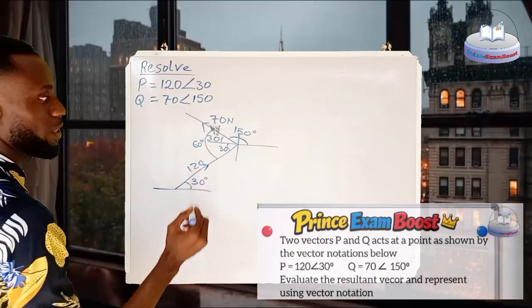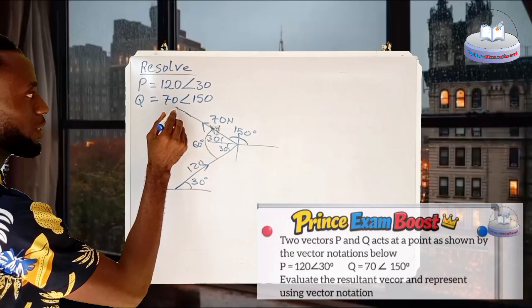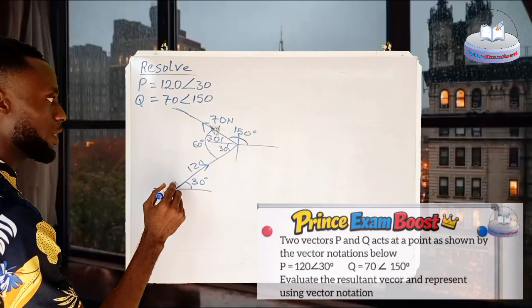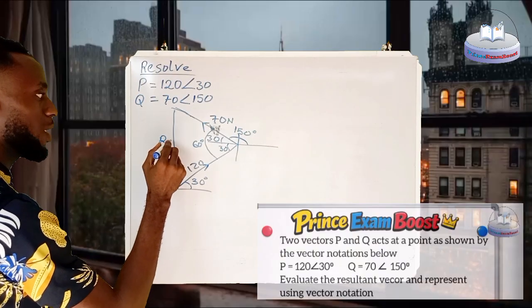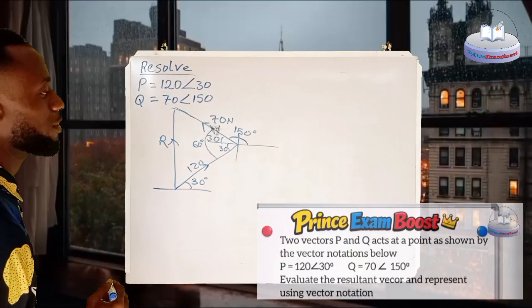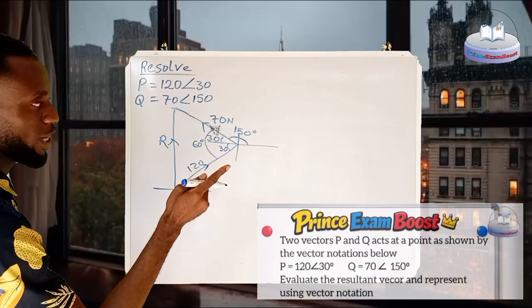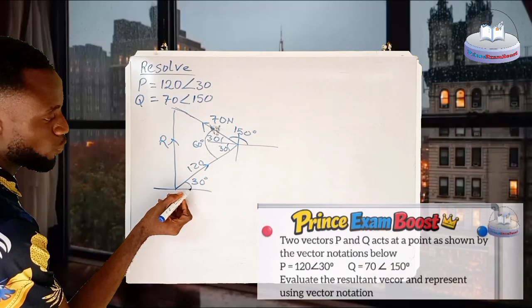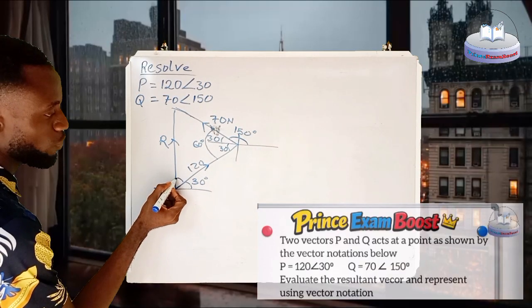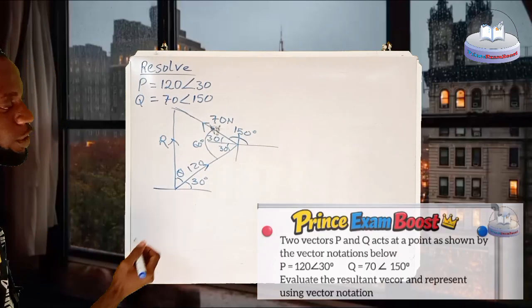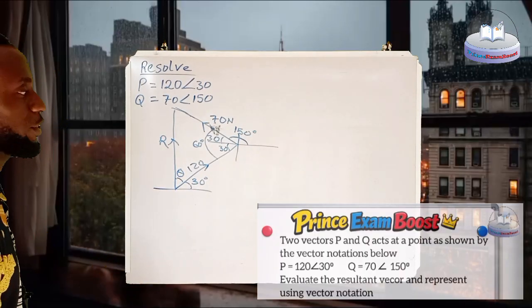This is still the 120 here. So you can draw to anywhere you want, but connecting the beginning to the end becomes our resultant. And we can easily get the resultant value using the cosine rule. While for the direction, we already know the angle up to this place, so we still need to later find this angle here, so we can add it to 30 to get the true direction.